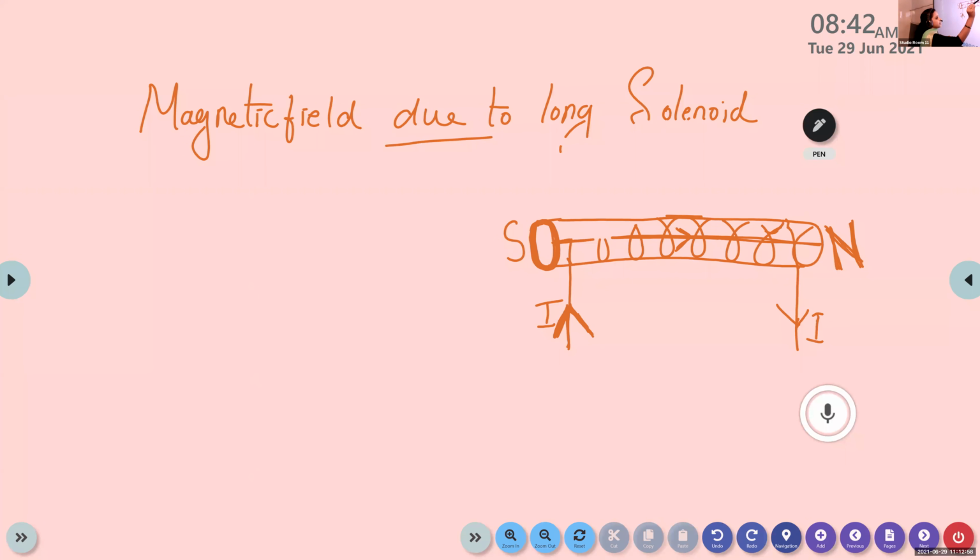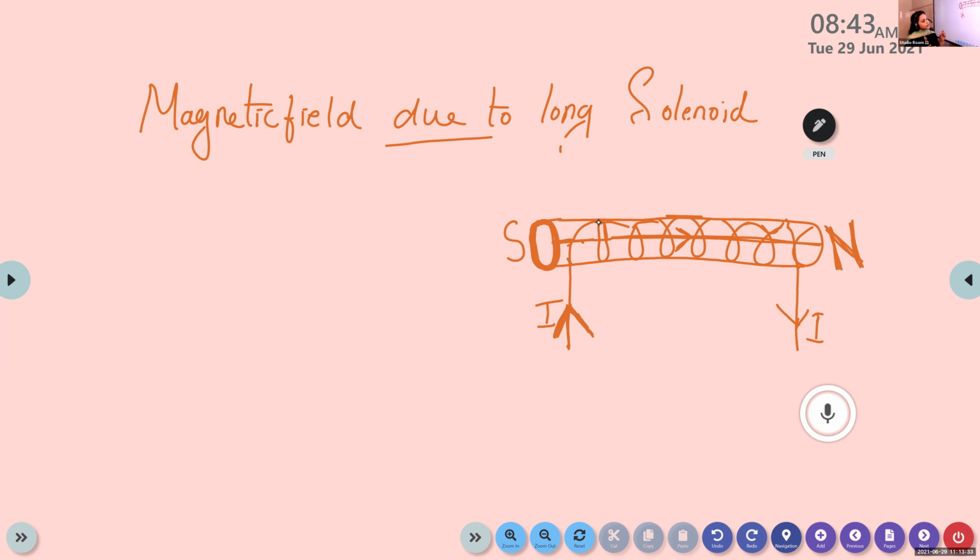So here we found the direction of the magnetic field. Now we can calculate the magnetic field by applying the Ampere circuital theorem. For applying the Ampere circuital theorem, one condition is needed. What's that? We need a closed surface or a closed loop. Then only we can apply the Ampere circuital theorem here.